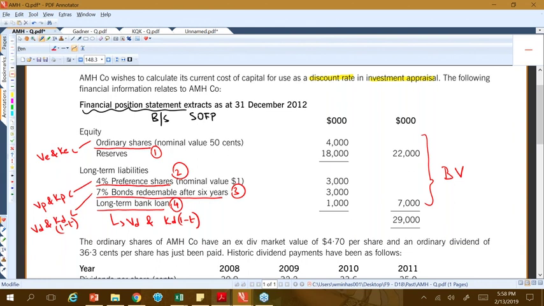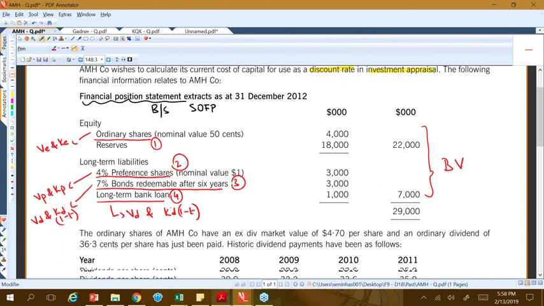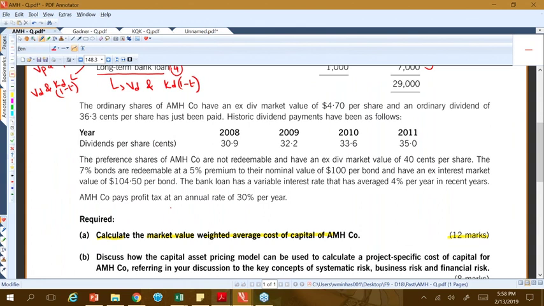Then it says that the ordinary shares of AMH have an ex-div market value of 470 per share. So this is the market price of the ordinary shares, which is 4.7. Once I have the number of shares, I simply multiply that with the market price to find the VE. And an ordinary dividend of 36.3 cents has just been paid. So this seems to be the D0.